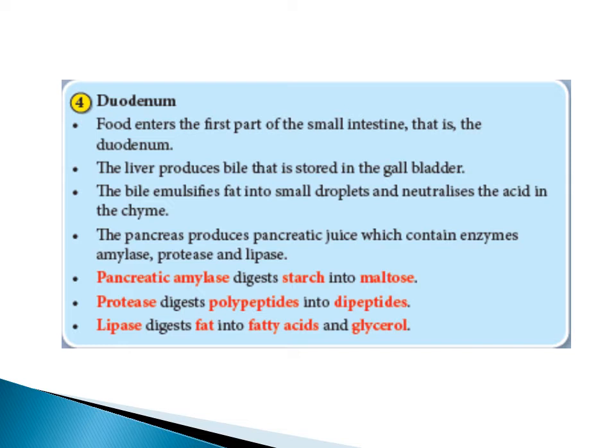The pancreas produces pancreatic juice, which contains the enzymes amylase, protease and lipase. Pancreatic amylase digests starch into maltose, protease digests polypeptides into dipeptides, and lipase digests fat into fatty acid and glycerol. All these enzyme reactions are very important. You have to remember them.